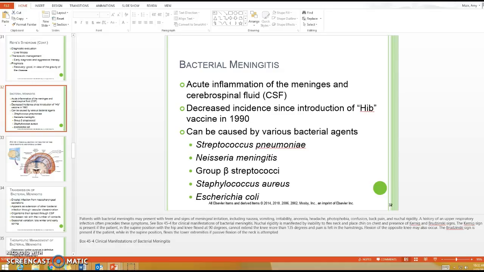There's also the Kernig sign, which is if they are lying in a supine position, which is their back to the bed, hold their hip and knee at 90 degrees. They won't be able to extend the knee more than 135 degrees. As their hip and knee are pulled up, they cannot straighten their leg up into the air because it pulls on the hamstrings.